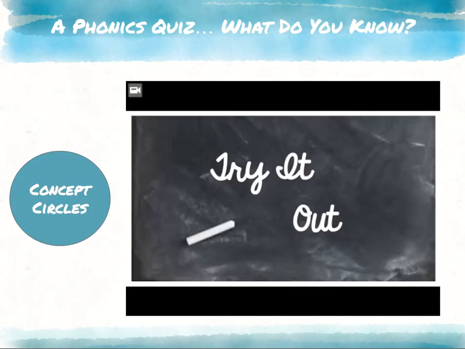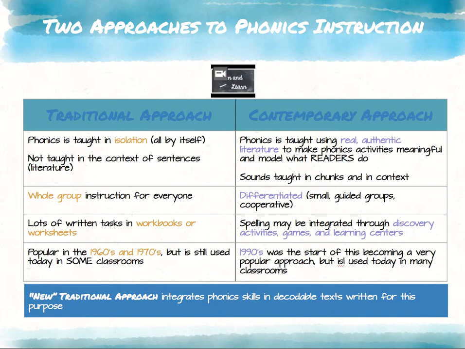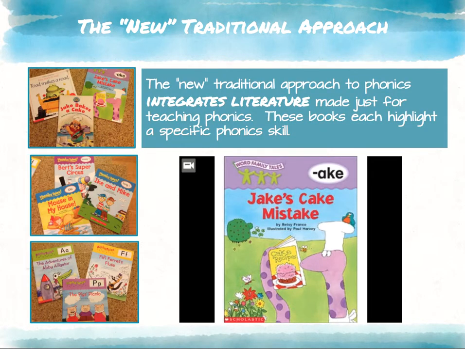We're going to do a try it out quiz to see what you know, and so get a piece of paper handy, and we're going to use an activity called concept circles, and this is where we have 4 components and you have to figure out which one doesn't belong, and the video will walk you through that. And I'm going to test you on phonics a lot like I tested you on phonological awareness last week. After your quiz, I'm going to explain the 2 different approaches that teachers take to phonics instruction. This is a podcast of this chart, and it will explain everything to you. And then I want to show you some materials that can be used for what we call the new traditional approach.